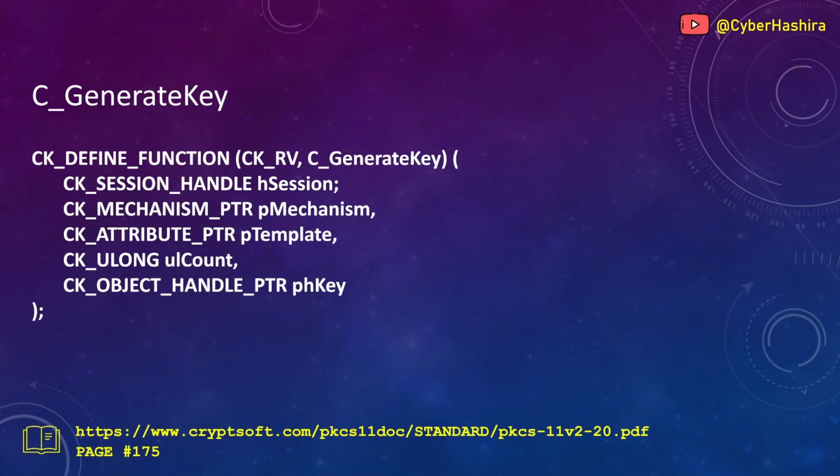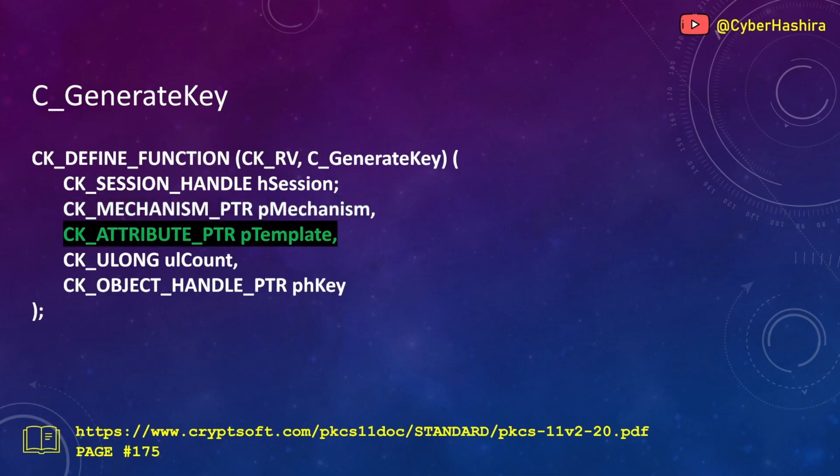I'll start with the function C_GenerateKey. This function is used for generating secret keys like AES and ECDSA. This function takes 5 arguments and the first argument is of type CK_SESSION_HANDLE. This is the handle number of the session where C_GenerateKey will be processed. The second argument is of type CK_MECHANISM_PTR. It is a pointer to a variable which has information about the mechanism to use for generating a secret key.